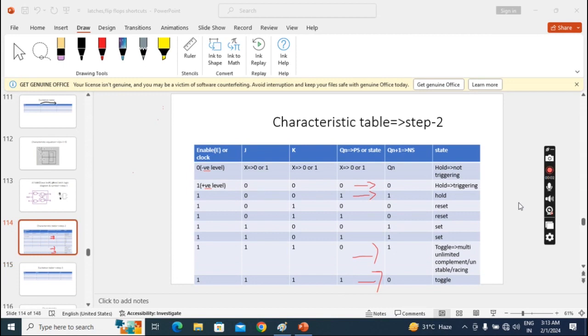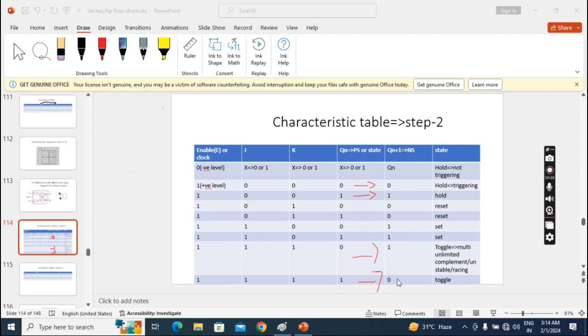In this lecture, we'll see the meaning of toggle or invalid state or unstable state or racing. In a JK flip-flop, when we apply the clock, the clock is asserted and J and K both are equal to 1, the present state will become toggled in the next state. But this one won't be a 1 after complementing one time. It will change continuously, 0 to 1, again 1 to 0, 0 to 1, like that.